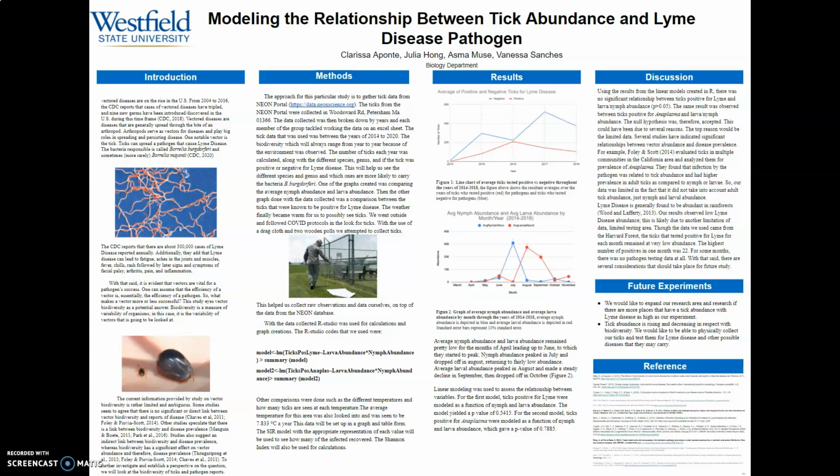After that, we made an RStudio code to help us with our calculations, as seen below. Along with other things, we also compared the different temperatures and how many ticks were seen at each temperature. The average temperature for the area in Petersham, Massachusetts was 7.833 degrees Celsius a year. Then we used an SIR model and the appropriate representations for each of these values to see how many of the individuals infected with Lyme disease recovered, and we also used a Shannon index in our calculations.